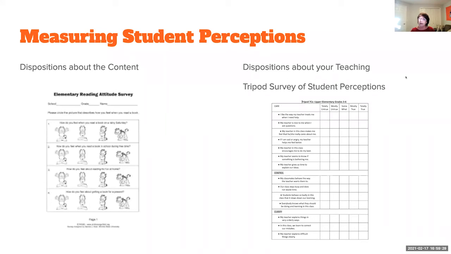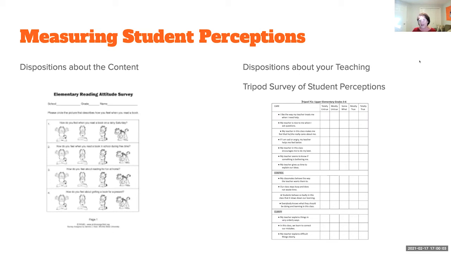The other thing we want to look at is dispositions of your students about your teaching. There are other ways to get at that, but I have provided for you the Tripod survey of student perceptions. It deals with what we call the 7 C's, and it has to do with things like care. How much do I think my teacher cares about me? Control. Does my teacher have control of the classroom? Does she, or he, clarify when I don't understand?